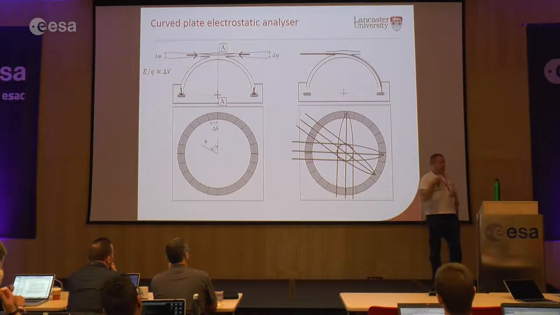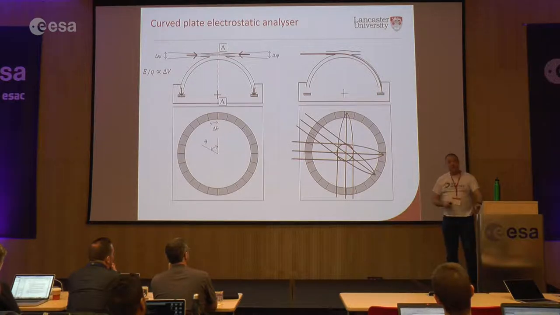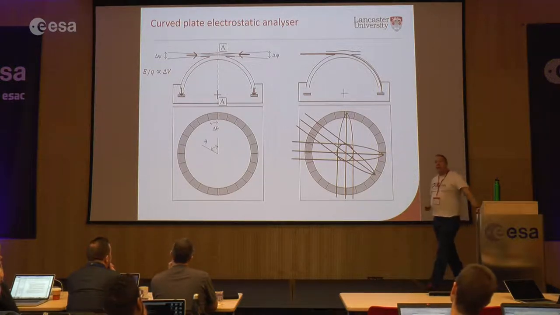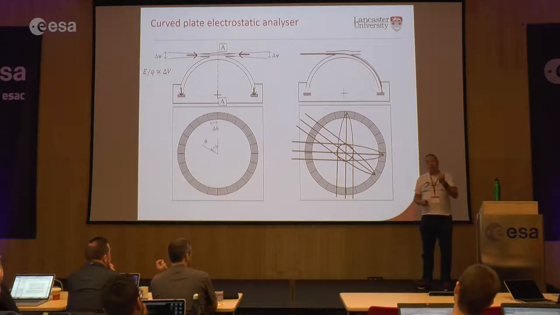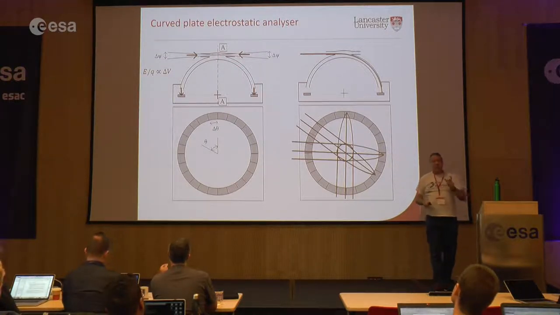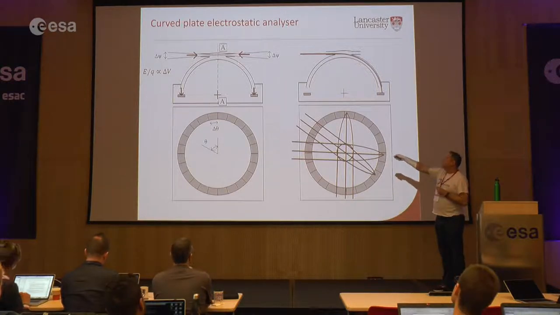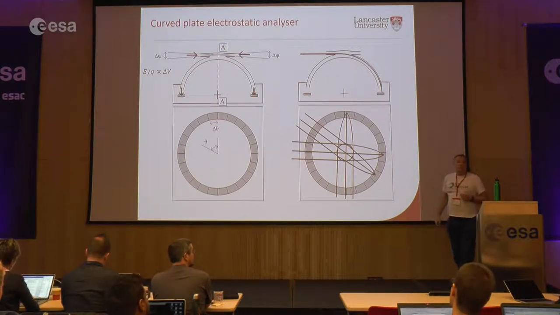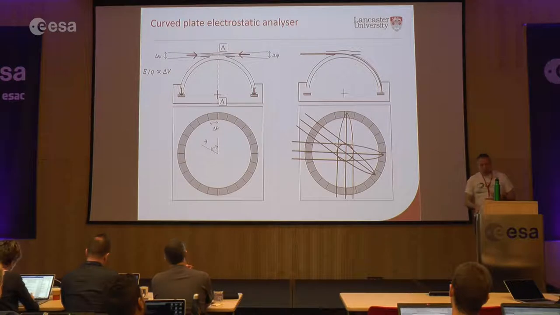If the particle is moving too fast, so if its energy per charge is too great, then the electric field between these two plates will not be enough to pull it into a curved trajectory, and it will slam into the outer wall. If the incoming energy per charge is too low, then it will be pulled to the inner hemisphere. Only a range of energies per charge that match the potential difference here will follow a trajectory that's undisturbed down to meet the detector at the bottom. So that's how the optical part of it works.